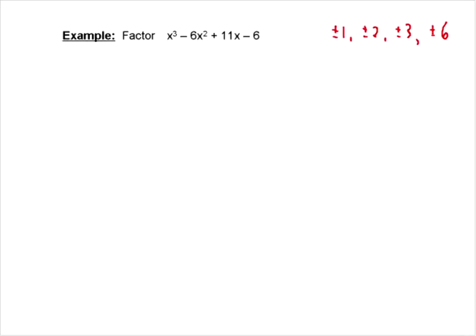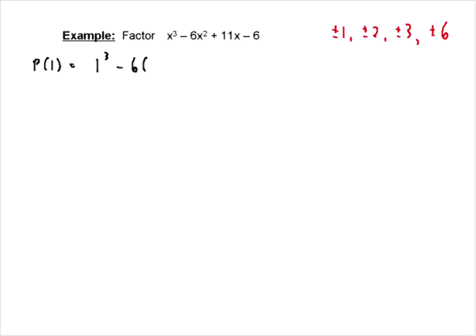So what we want to do first is use the factor theorem to try and find a remainder equal to 0. We're going to choose one of those values and find a remainder equal to 0. Let's start logically with the easiest one. Let's try P of 1. So we just put 1 into our polynomial.